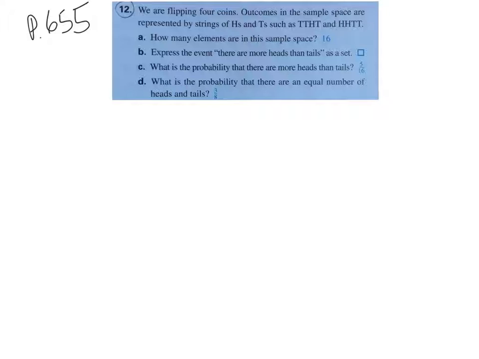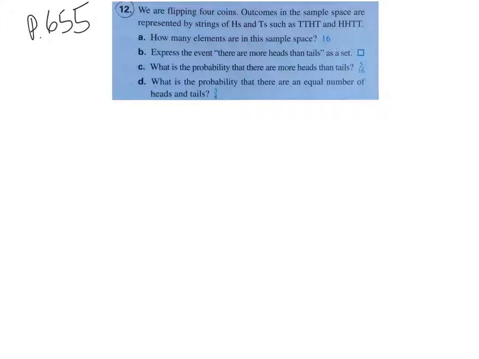Alright, let's see if we can use this idea to solve a couple problems here. On page 655, number 12, it says we are flipping 4 coins. Outcomes in the sample space are represented by strings of H's and T's, such as TT, HT, HH, TT. Again, we did an example like this where we did a tree. We were rolling like a quarter, dime, nickel, or whatever. Here, they're 4 coins. They're all the same coins, and we're just interested in getting heads or tails.